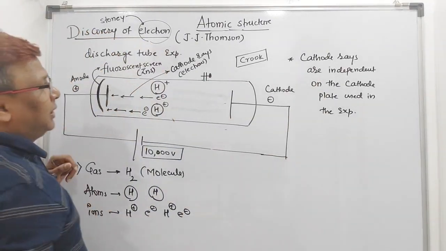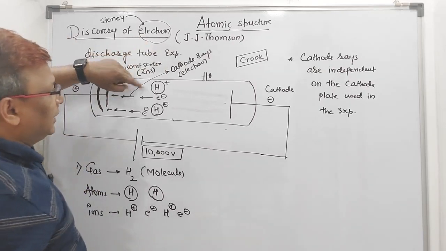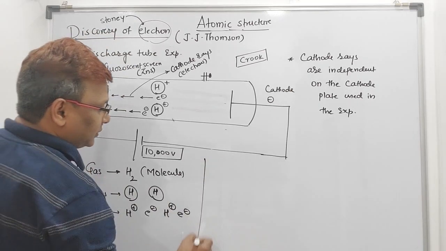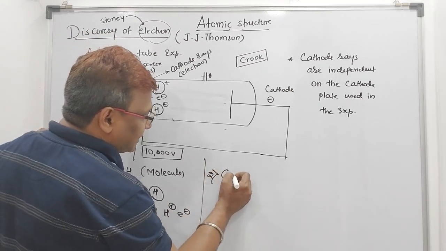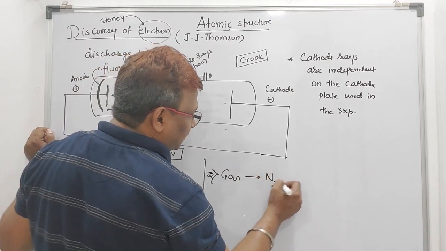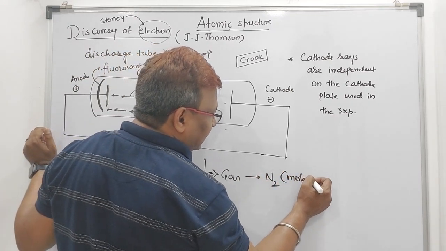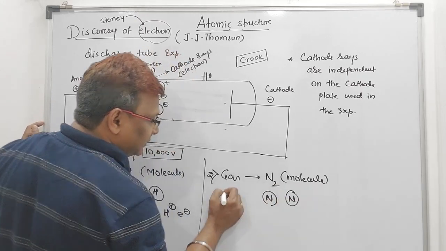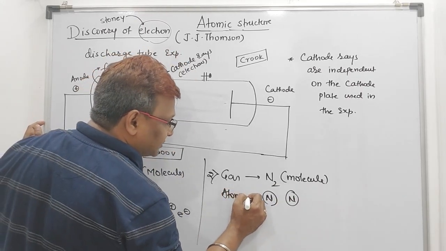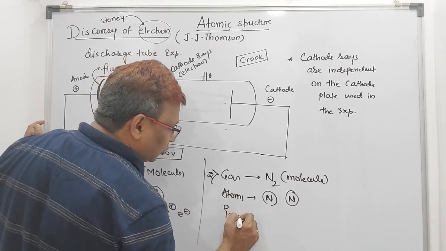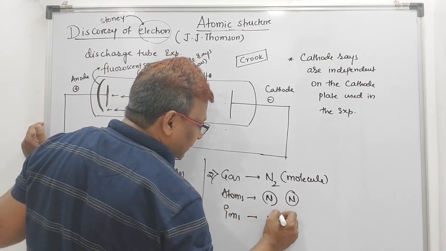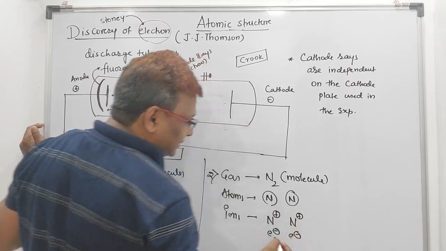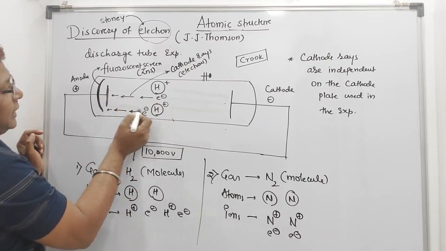Second point, does this cathode ray or electron depend on the gas taken in the tube? Let us say first example, hydrogen gas I took. Second example, a gas I will take here is nitrogen gas N2, but it is in the form of a molecule. By passing high voltage current, it will be converted into what? Atoms. Afterward, these atoms will be converted into ions. Let me say N plus, then e electron, again N plus, again e electron, and obviously this negatively charged electron will move toward the anode plate.